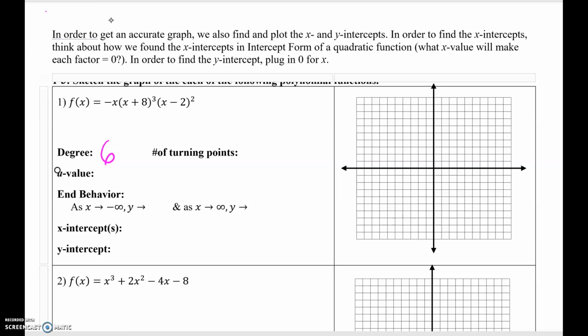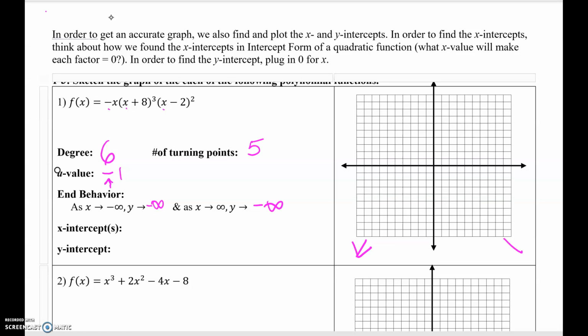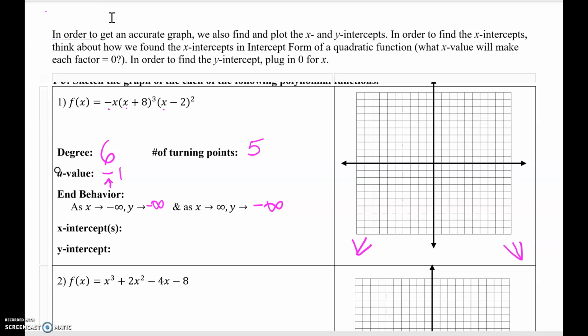So a degree of 6 means that there are 5 turning points, 1 less than the degree. And then the a value, I noticed the lead coefficient. We don't have a values inside here. So it's just going to be a 1, but I see that it is a negative 1. So that means that our end behavior, the y values are going to be pointing in the same direction. They're both going to be pointing down towards negative infinity and negative infinity. So I'm going to sketch those right now to kind of support me. And then I'm going to find my x-intercepts.